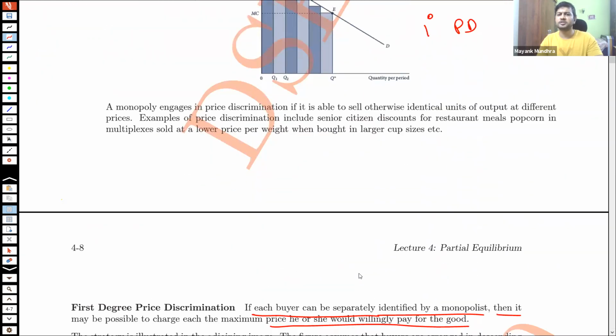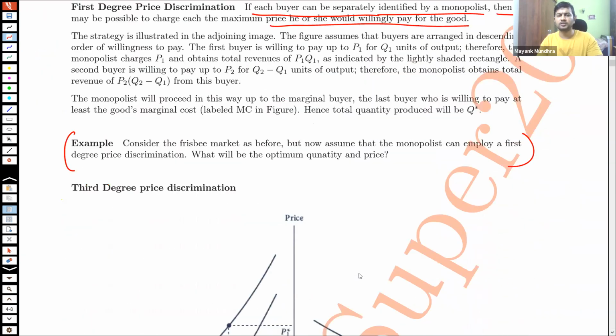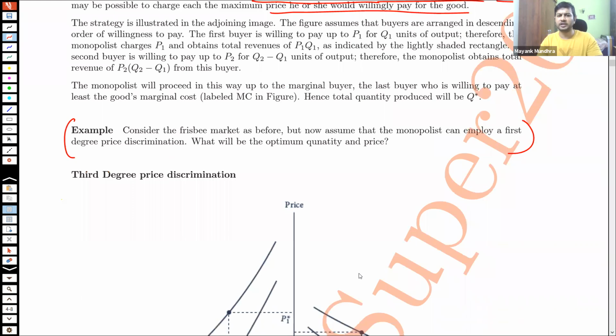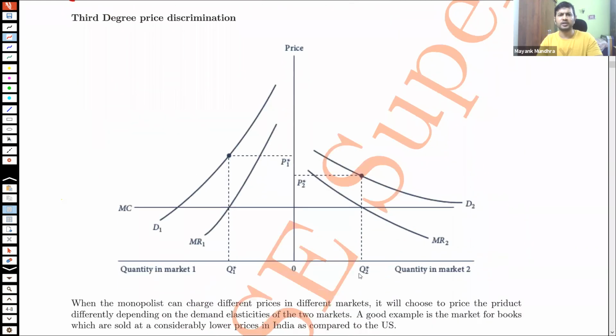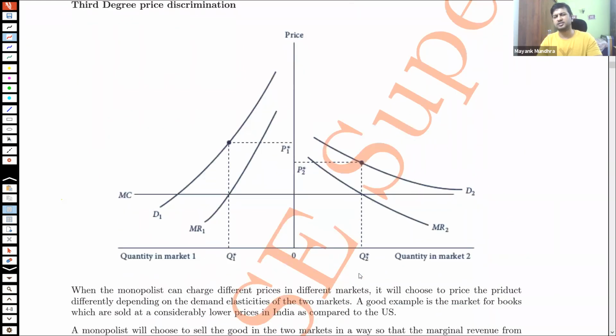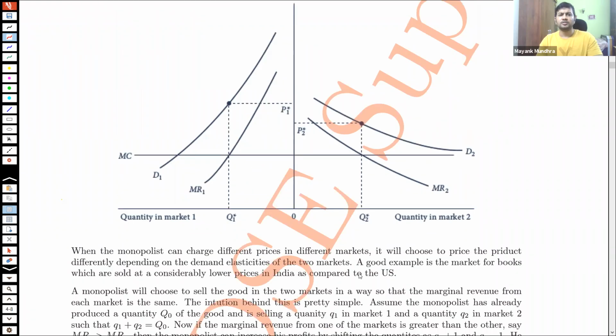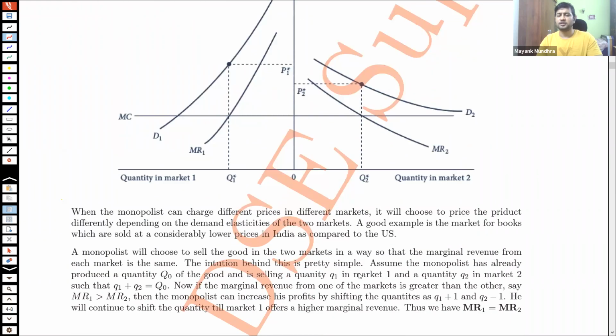Second degree price discrimination we are not going to do because it's a little more technical. I used to do it in the past, but it's not really worth doing. They are not going to ask questions about it. So let's move to third degree price discrimination.